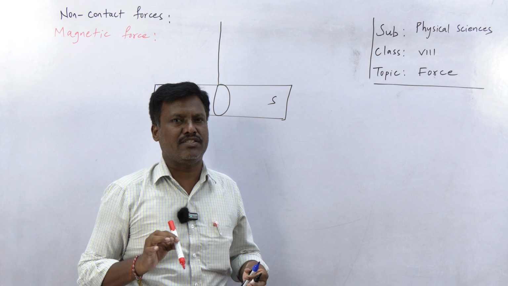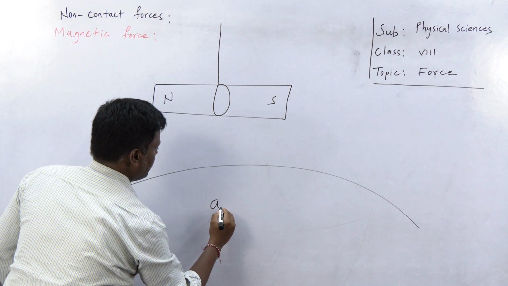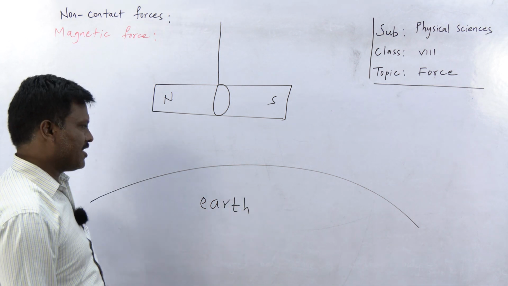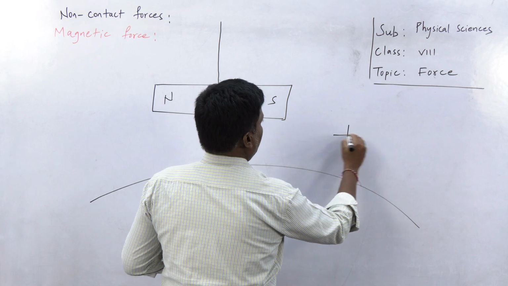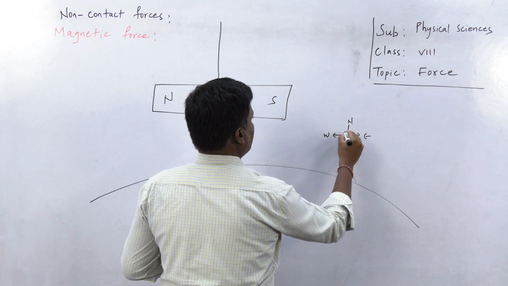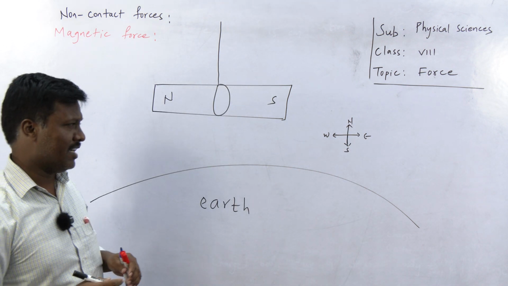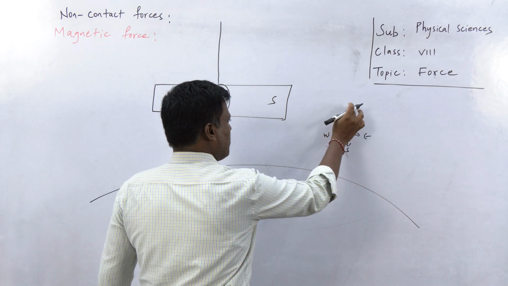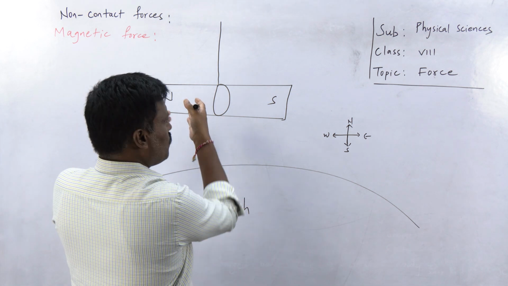What is the reason behind this? Because our earth is also a big magnet. It also has a magnetic field. It also has two magnetic poles. Generally these are the directions we say: east, west, north, south. These are the directions we generally denote on the board while drawing diagrams, as in engineering drawings. This is our geometrical north and this is our geometrical south.